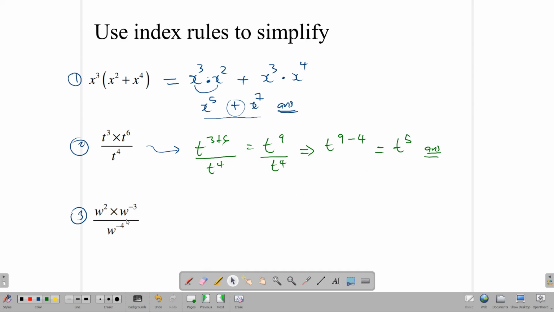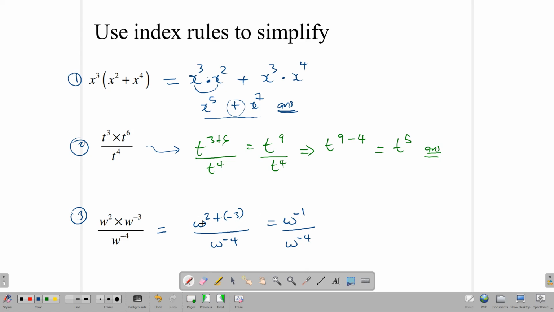Here's one that is a little more interesting. We have w squared times w to the negative 3, divided by w to the negative 4. At the top, in the numerator, we're going to multiply, so we add our powers. It's w squared times w to the negative 3, which is w to the 2 plus negative 3, and then we divide that by w to the negative 4. Now when we add 2 plus negative 3, we get w to the negative 1, and we are dividing that by w to the negative 4.